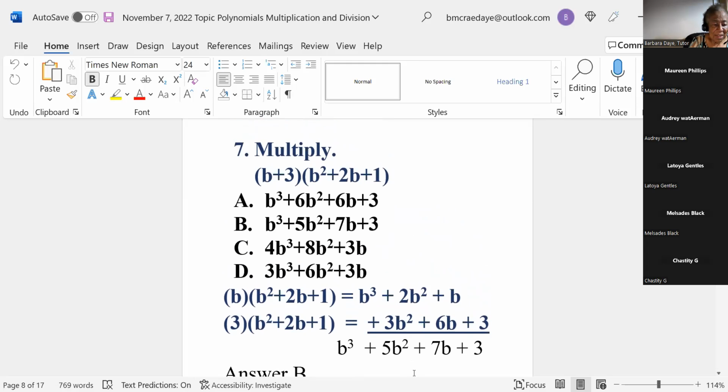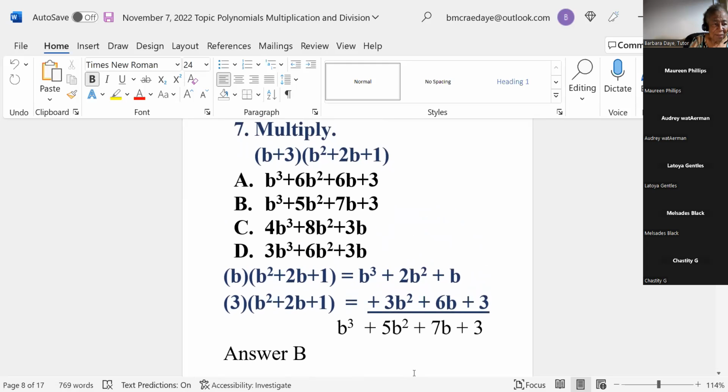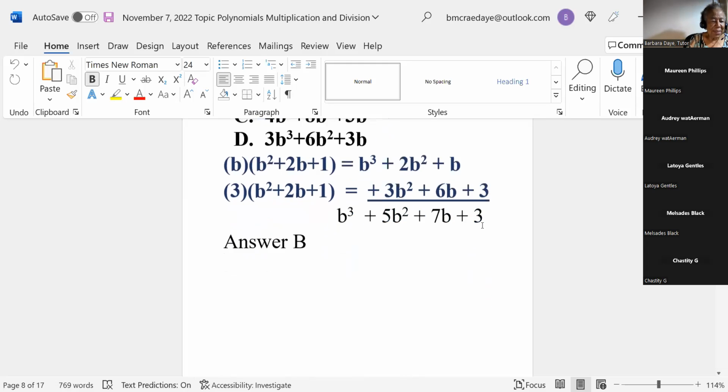Number 7. I'm the one who said A, and I got it wrong. But you see why? Because you multiplied instead of adding. Yes, right. Okay, very good. That was number 7.